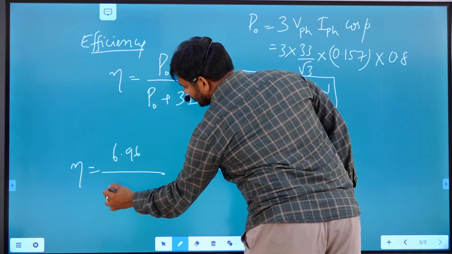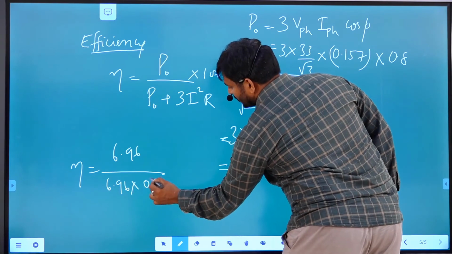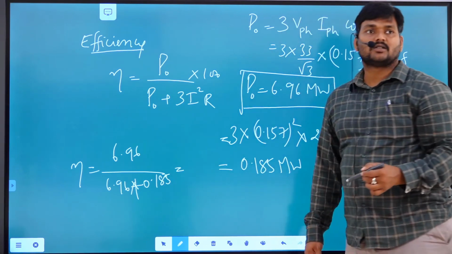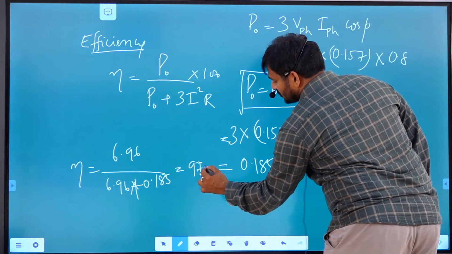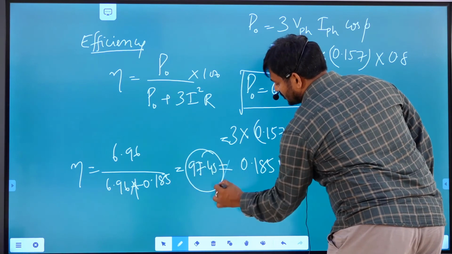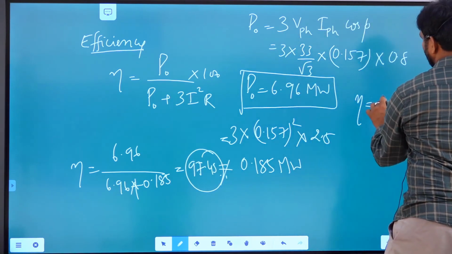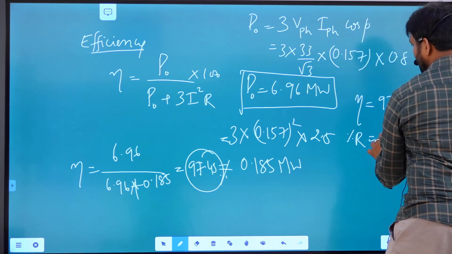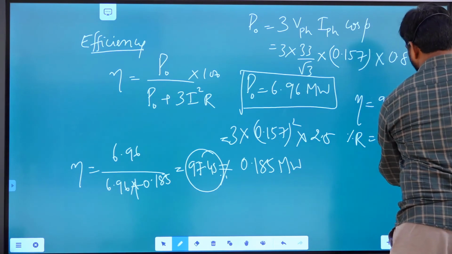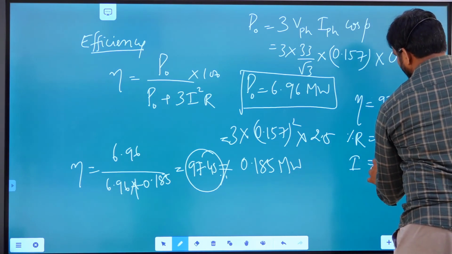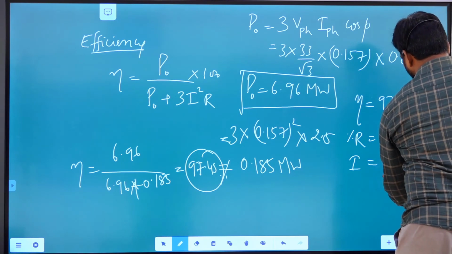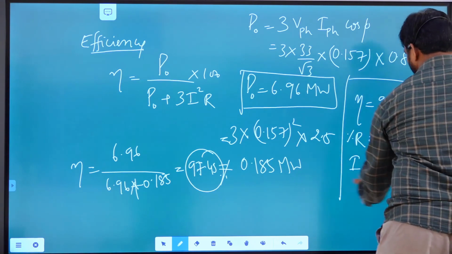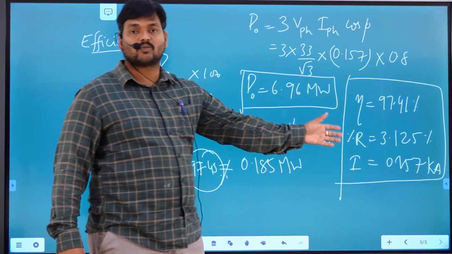So you substitute in this, and you get efficiency equal to 6.96 upon 6.96 plus 0.185 megawatts. This you will get as 97.41 percent. So this is the answer. The efficiency you got is 97.41%, the regulation you got is 3.125%, and the line current you got is 0.157 kilo amperes. So these are the final answers for this particular problem. Thank you.